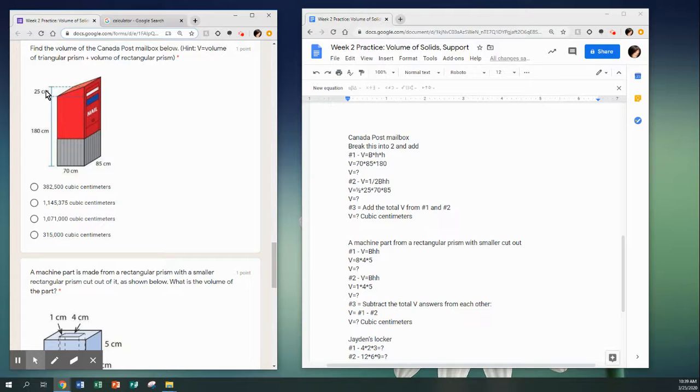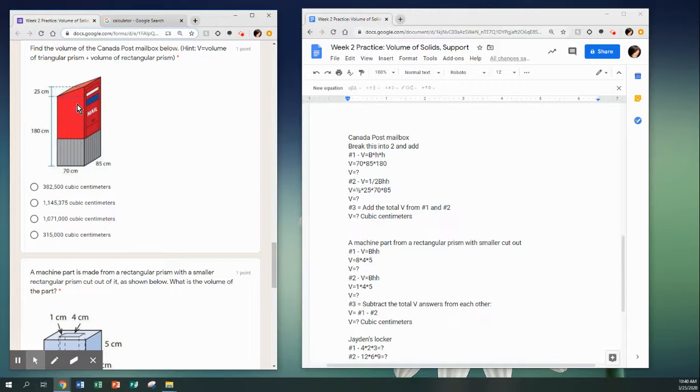So this one is the triangular prism, which is 1/2 in my notes, 1/2 times base times height times height. So it's 1/2 times 25 times 70 times 85. And that answer you're going to add, because you want the total of this whole thing.